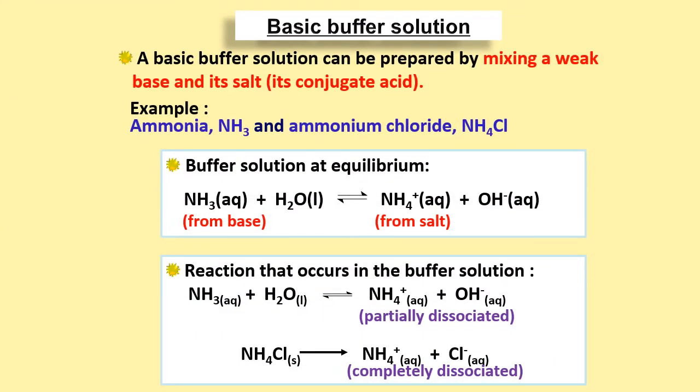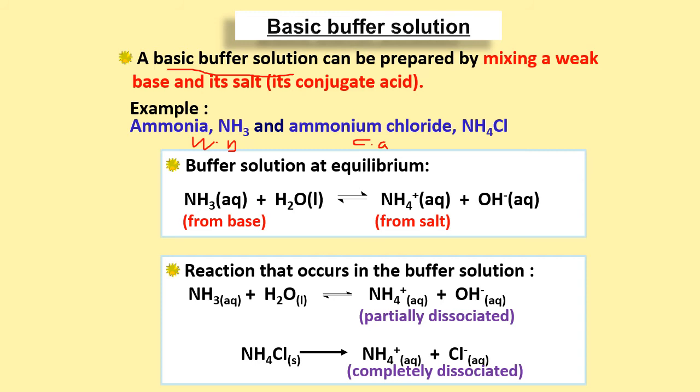Basic buffer solution. Basic buffer solution can be prepared by mixing a weak base and its salt. The salt can form the conjugate acid. We are using the example ammonia as the weak base and the salt ammonium chloride, which can form the conjugate acid. So for this buffer solution at equilibrium, ammonia, the base, is partially ionized to form the ammonium ion and hydroxide ion.